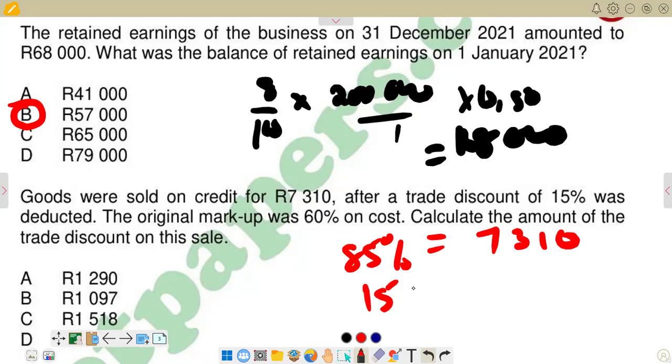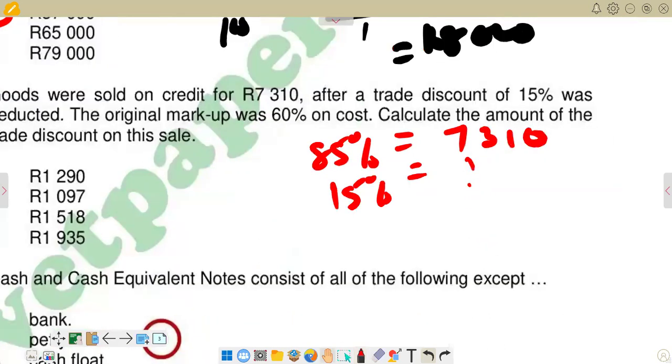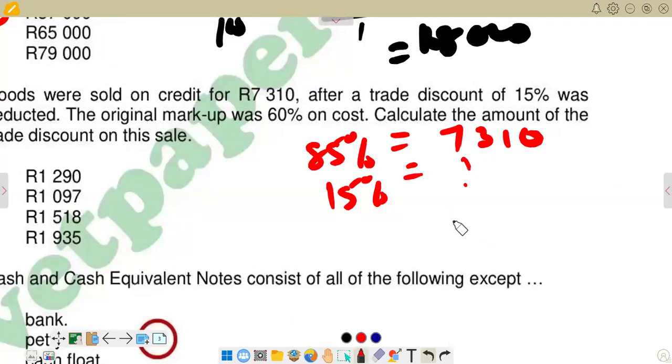It's 15%. I think we've calculated this, whereby I think this question is coming again in the same question paper. We said 15 over 85, and we multiply by 7,310.